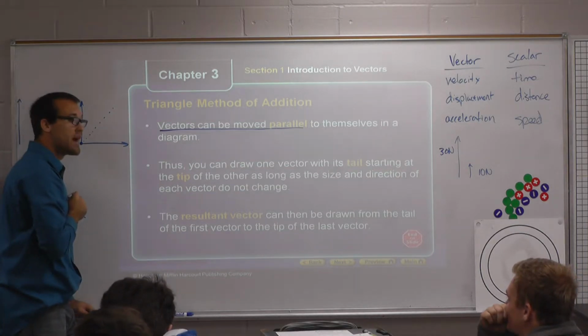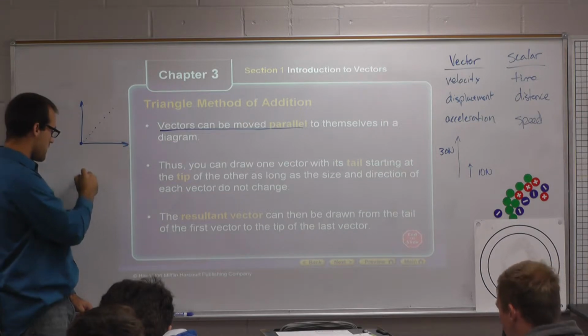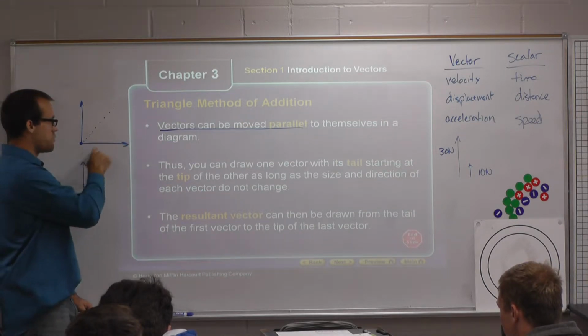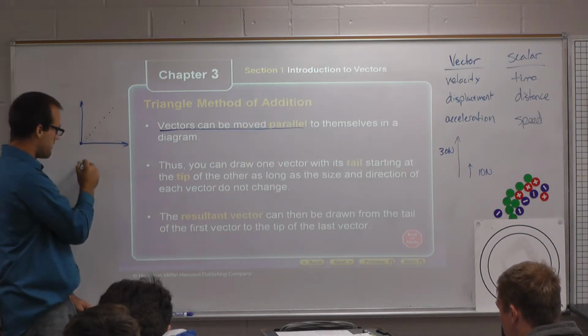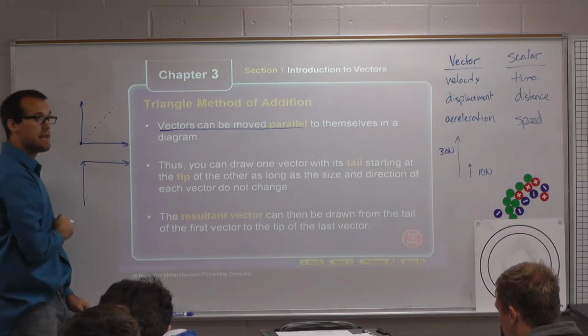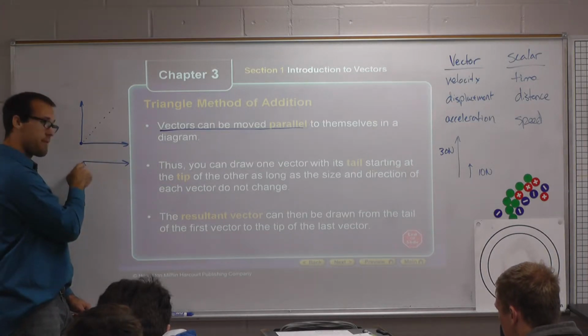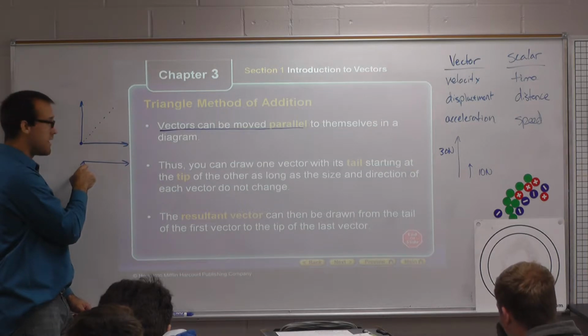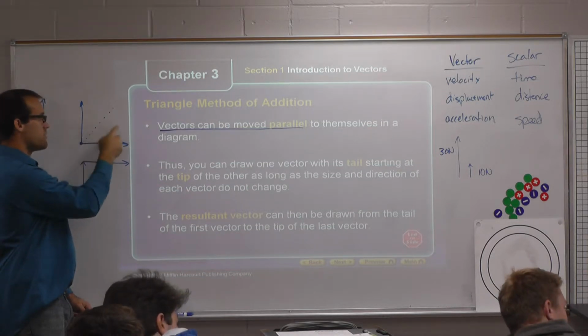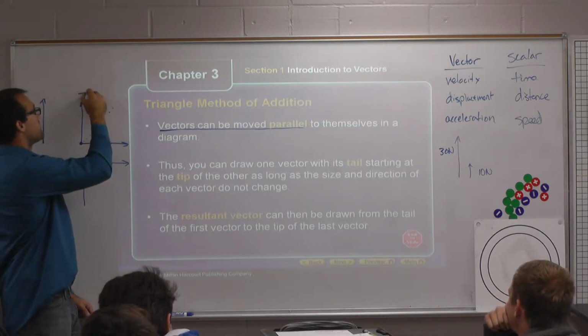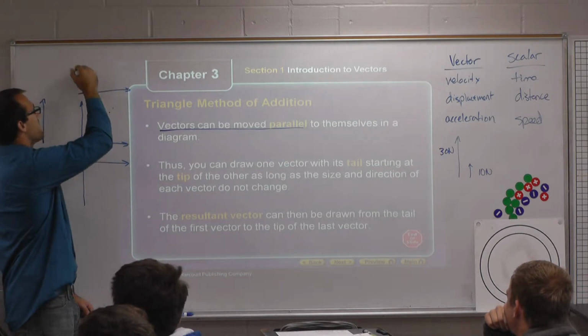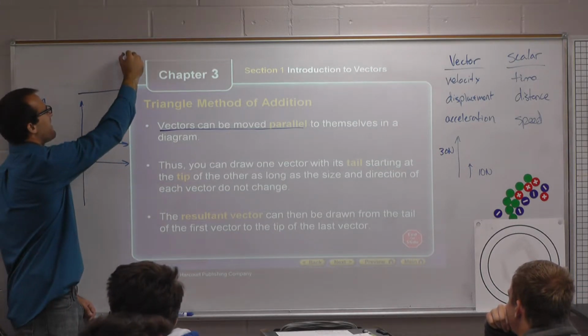I can do this two ways. I can keep that one the way it is, and I can move this one parallel up to here. Everyone see what I just did? Tail, tip, connected. Cannot be any other way. Now, could I have taken this one and moved it over here? Yes. Let me show you. I'm going to take this and move it over like this.